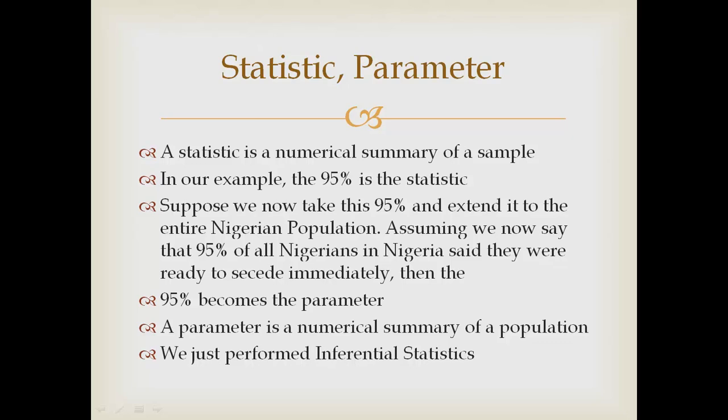When you now generalize it to the population, the 95% now becomes the parameter. A parameter is a numerical summary of a population.